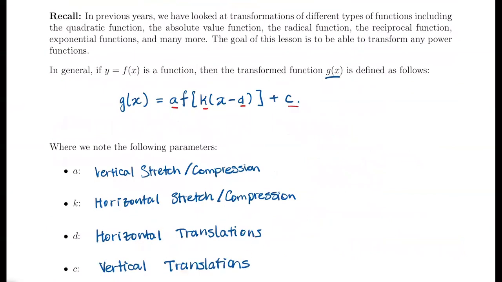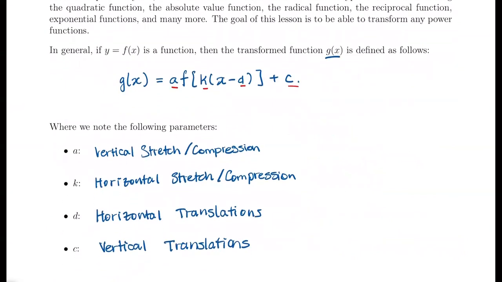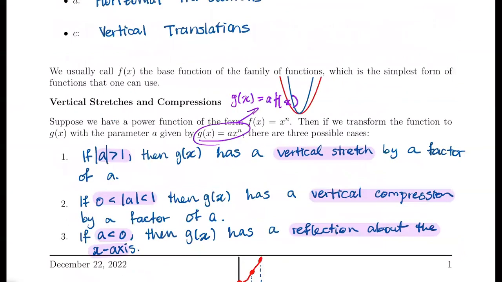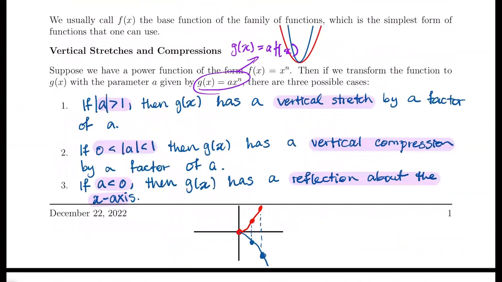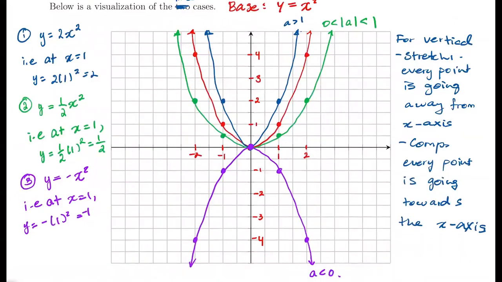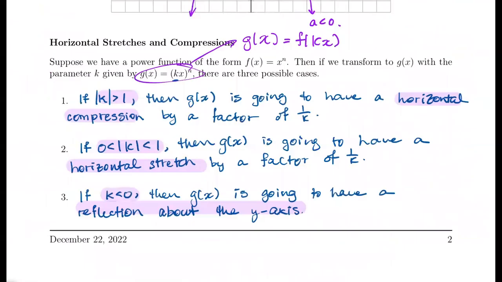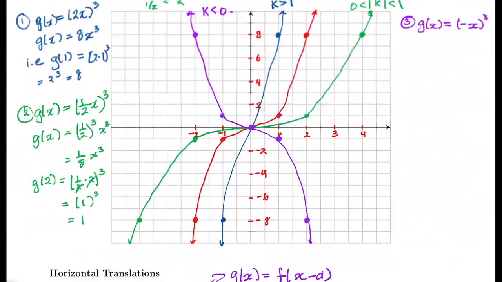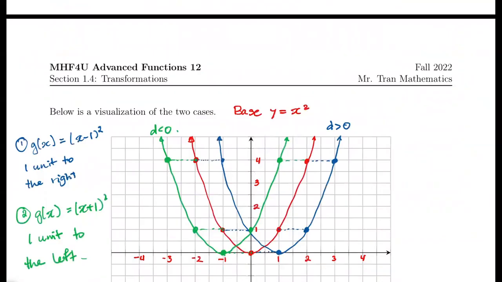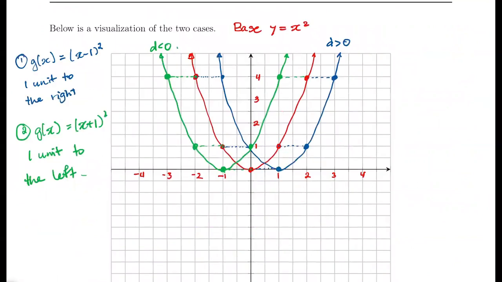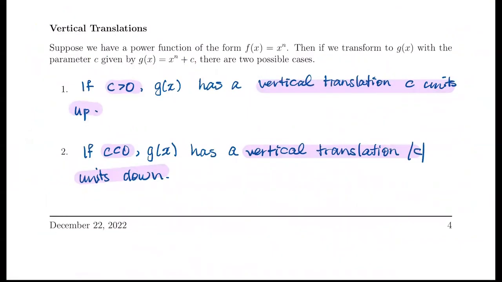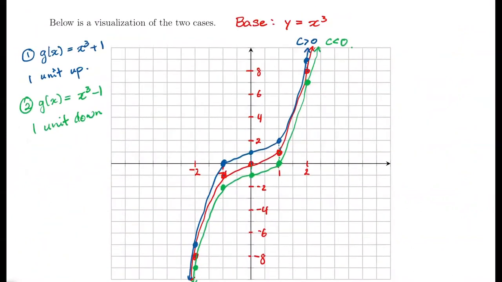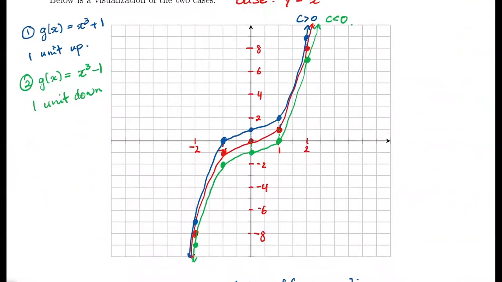So the first thing that we had to look at was the transformation function, where we had to look at the 4 parameters individually. So we had to first look at the vertical stretches and compressions, and then we looked at what they would look like in application to sketching. And we also had a look at the horizontal stretches and compressions and how they would look. Horizontal translations, how if d was greater than 0, we would go to the right. When d is less than 0, we would go to the left. And then vertical translations, we had a look at when c is greater than 0, then the function would be going up. And then when c is less than 0, the function is going to be going down.